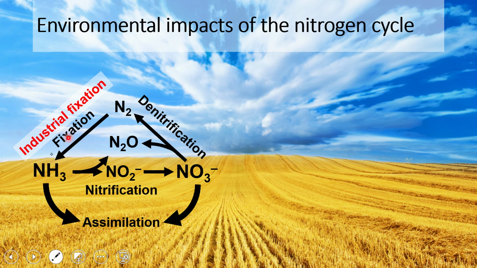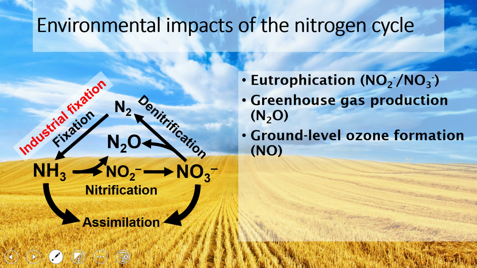But of course, as we know, ammonia and nitrate also feed into these other pathways, nitrification and denitrification. And so what happens is that nitrous oxide that is produced as a side product or as an intermediate along these pathways is also increased. There are other environmental impacts, including what's called eutrophication that we'll discuss in a bit. Greenhouse gas production, as I said, nitrous oxide is a very potent greenhouse gas, and also ground level ozone formation, which occurs from the release of nitric oxide.